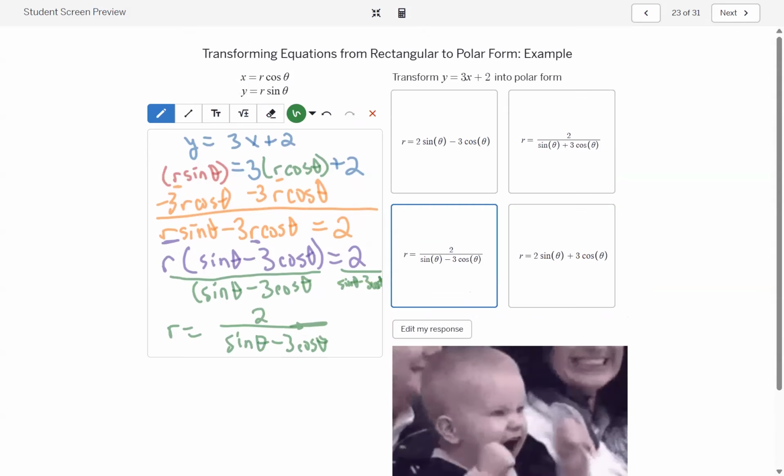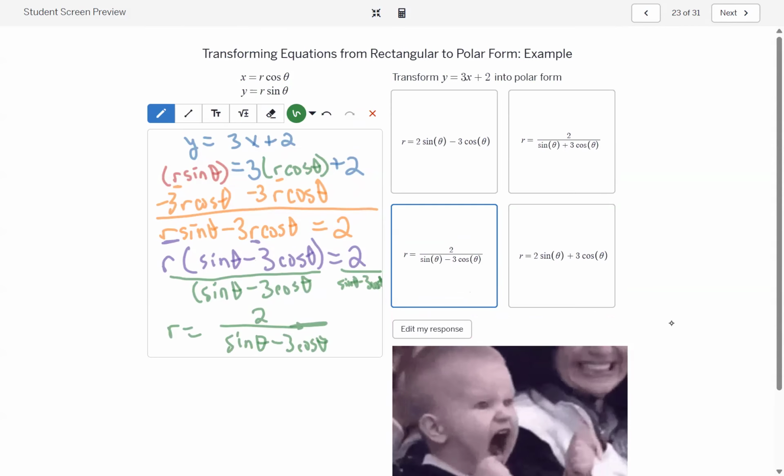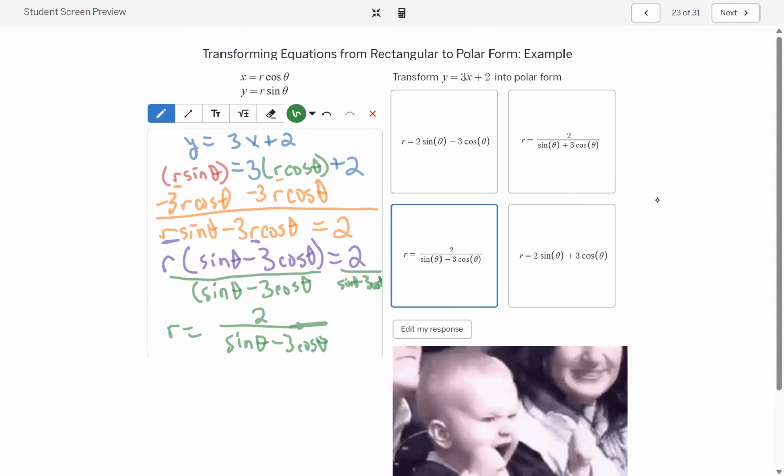And we get a very excited baby. Or toddler, I guess.